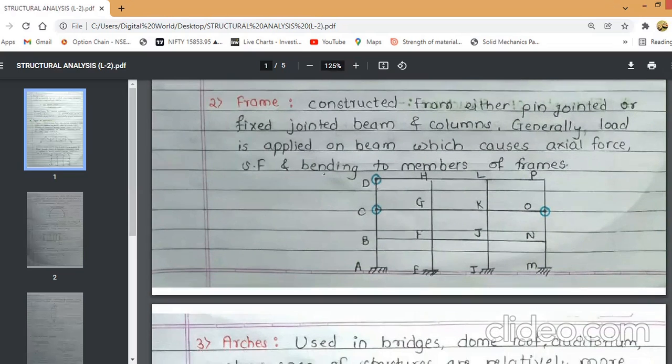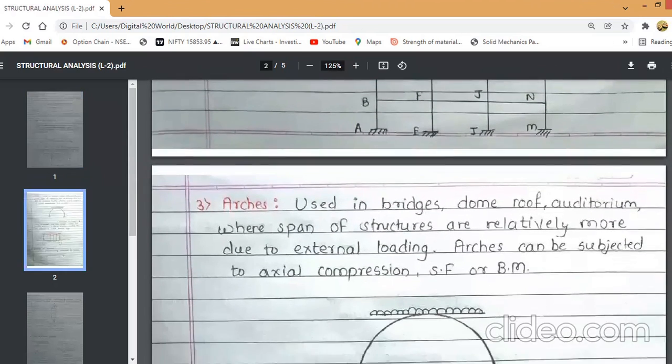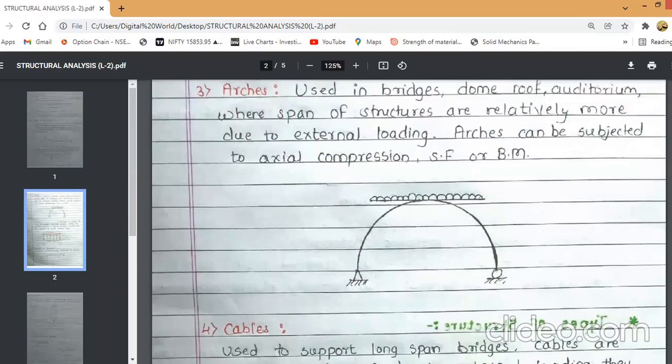Then third type of structure is arches. Arches are used in bridges, dome roofs, auditoriums, where the span of the structures is relatively more due to the external loading. An arch can be subjected to axial compression, shear force, or the bending moment.